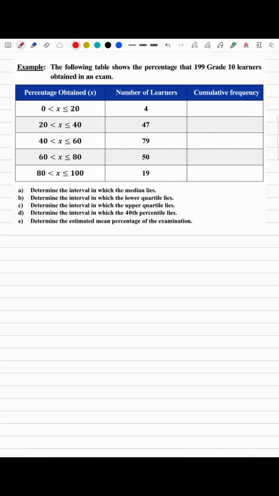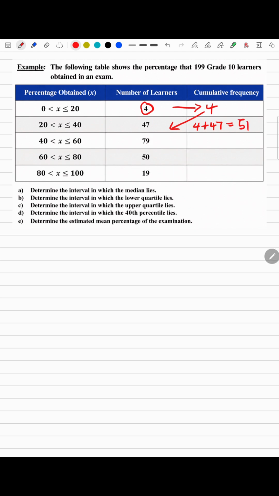First, we have to complete this cumulative frequency column. As I've shown you previously, to complete the cumulative frequency table, we will firstly start with the frequency. We have the first frequency here, which is 4. Therefore, we will have 4 here. Then to get the next cumulative frequency, we will take that 4 and add the next frequency. So we will have 4 plus 47, which is 51. Let's press the calculator. 4 plus 47 is equal to 51.